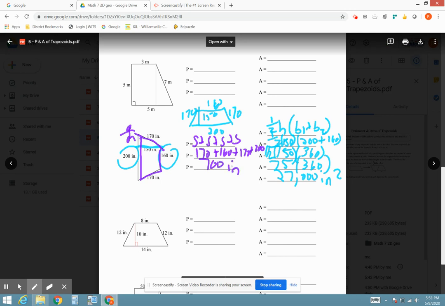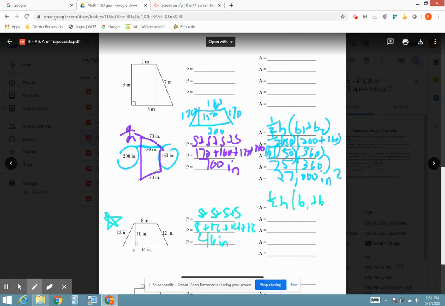Okay, you guys try this one. Okay, so find the perimeter, please. Hopefully you got 46. 8, 12, 14, 12.